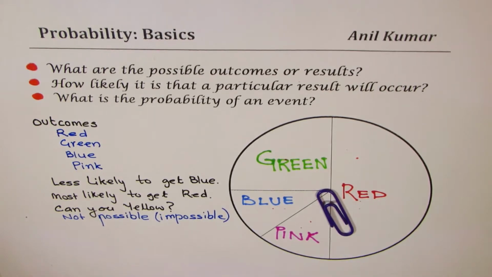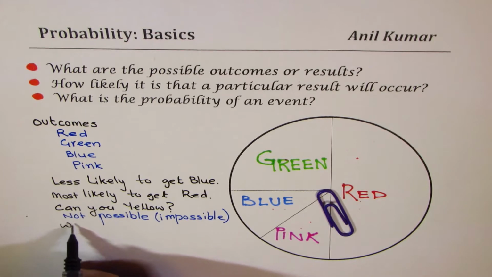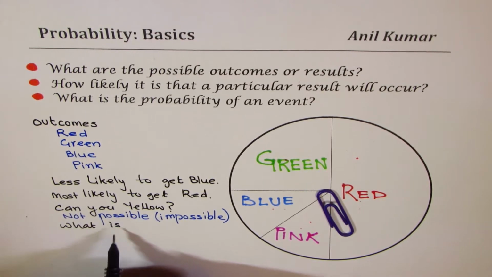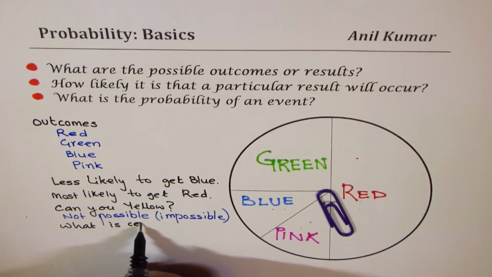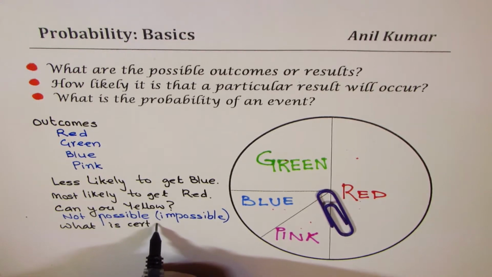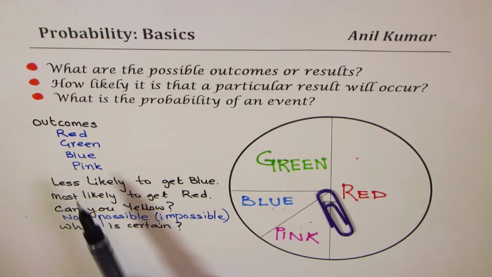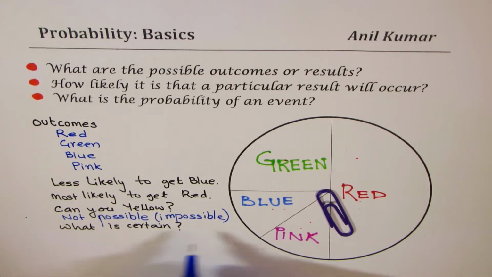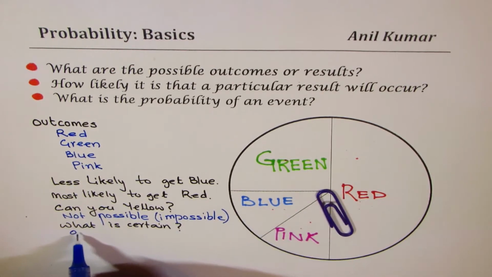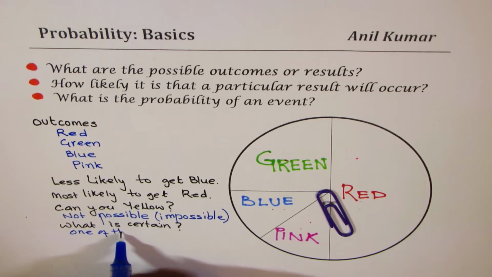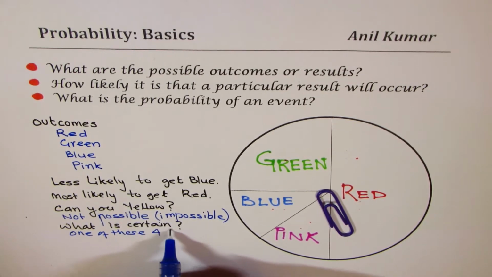What is certain in it? Now my question to you is, what is certain? Certain means 100% is going to happen. So what is certain in this game of spinner? Can you tell me that? That's an interesting question. Well, it is certain that you'll get one of these 4 colors, right? So it is certain that you get one of these 4, right? So one of these 4 colors.